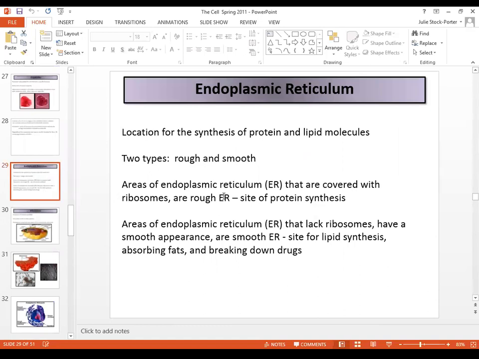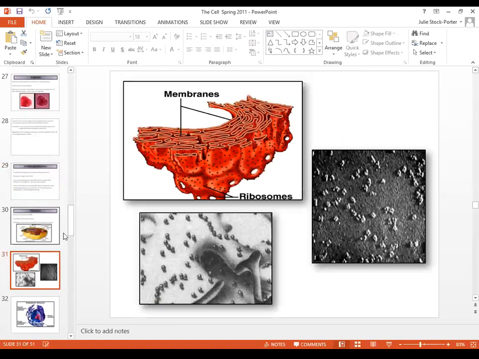Areas of the endoplasmic reticulum that are covered with ribosomes are rough endoplasmic reticulum, the site of protein synthesis. Areas of endoplasmic reticulum that don't have the ribosomes, those little BB dots, have a smooth appearance, and they're smooth endoplasmic reticulum, the site of lipid synthesis, absorbing fats and breaking down drugs. So let's take a look first at the rough endoplasmic reticulum.